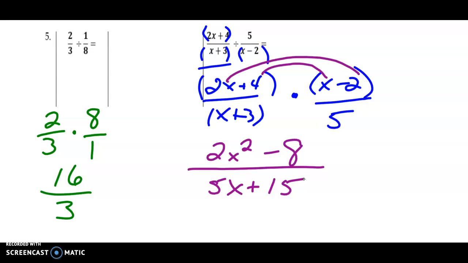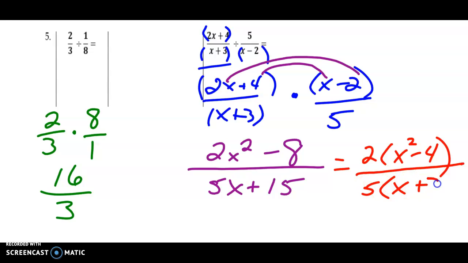Now, can you simplify? Well, on the top you see there's a common factor of 2, so we could rewrite that as 2 times x squared minus 4. That's now a difference of 2 squares, so we could factor that if we need to. Down here we're going to factor out a 5. And since a difference of 2 squares gives conjugates, x plus 2, x minus 2, nothing's going to simplify. So you could consider this your final answer.